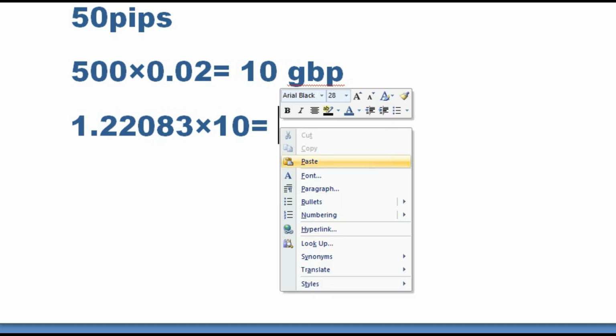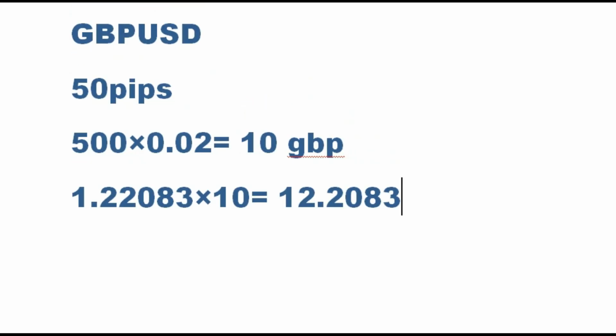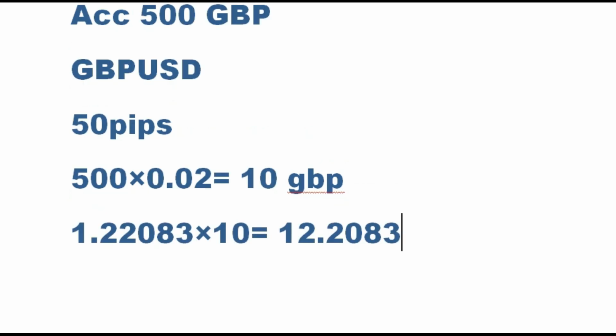If you exchange 10 pounds into dollars, you get 12.2083. That means if you want to trade pound USD and your account is in pounds, you need to first exchange how much you risk per trade, which is 10 pounds, which is 2%, into the USD. And by exchanging that, you get $12.2083.